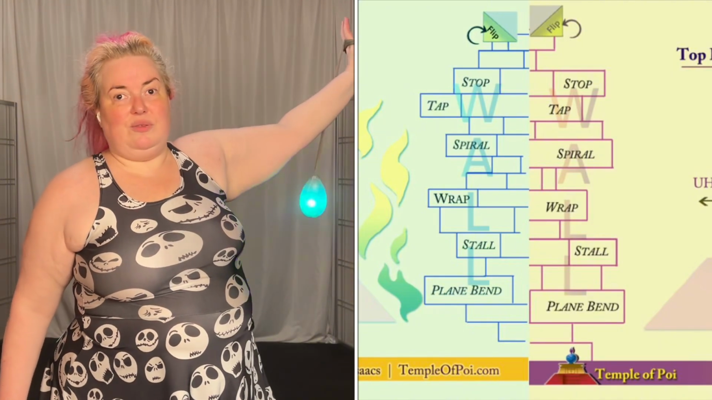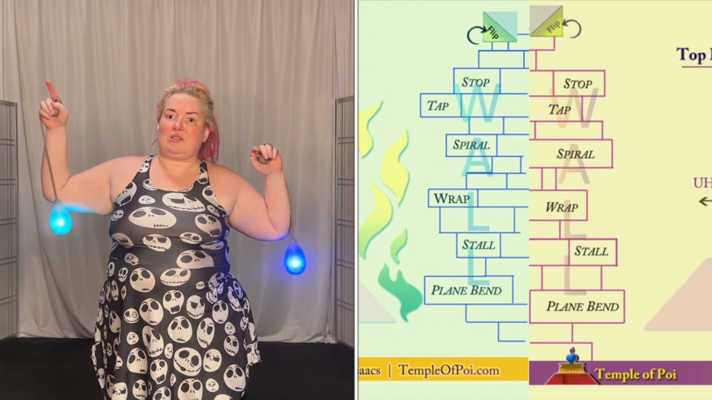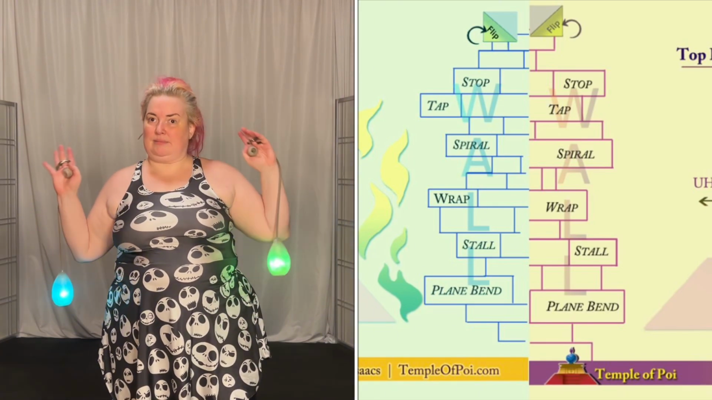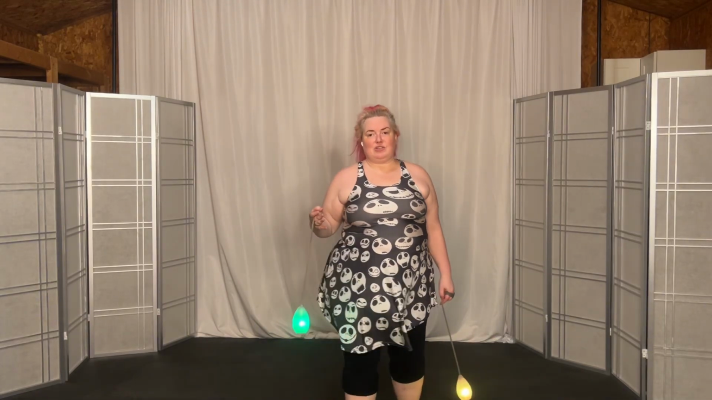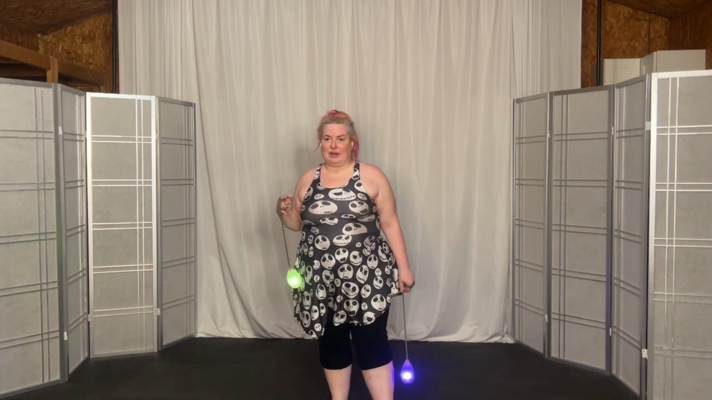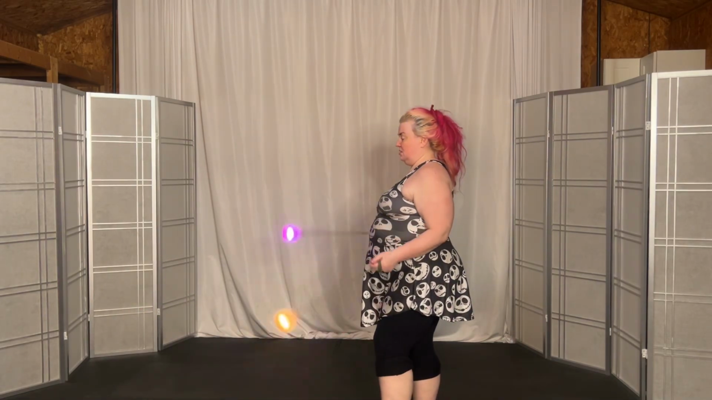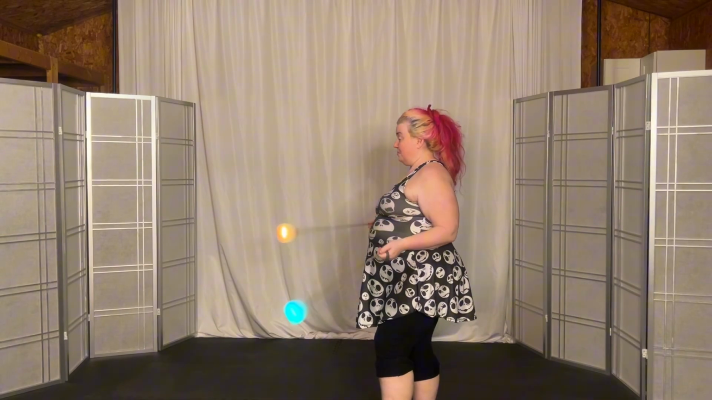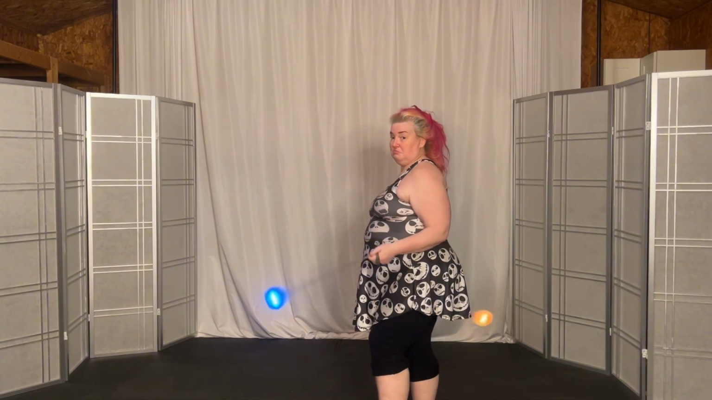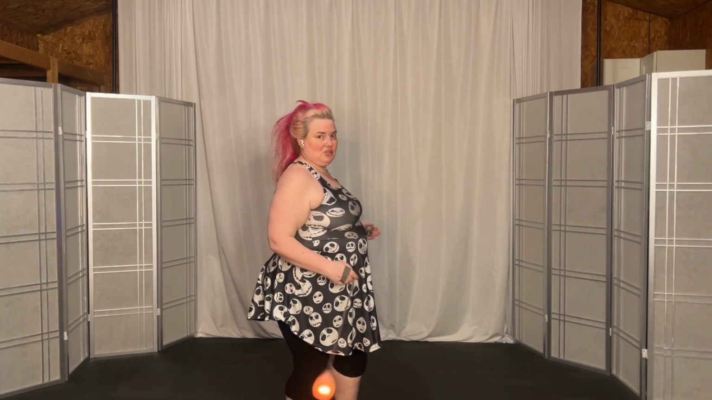Now the question is, you're in an opposite direction move, and you're in the same direction, or you're in the same direction move, how do you get from one matrix to the other? So you have to do something to change the momentum direction of one of the poi, right? So these are both overhands. That's not gonna work for opposite direction. If I wanna be in the opposite direction matrix, I could do something like a stall. Do a stall, zhunk, okay? That put me in opposite direction.